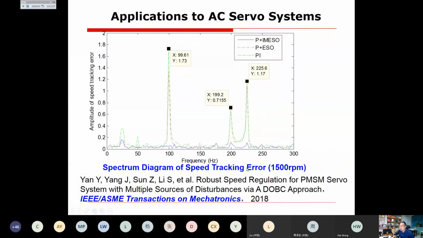If we take a spectrum diagram of the speed tracking error, you see for the 1500 RPM reference speed case, they always have 100 Hertz, 200 Hertz, 220 Hertz periodic disturbance. The PID and the P plus ESO cannot handle it. So you can see they're still there. But for the P plus IMESO, you can see they are removed from the spectrum. So we can always have a better performance if we can compensate the existing disturbance. We have more enhanced improvement, right? So in this case, you can see the fluctuation is just plus minus 3 RPM. It's very small for the 1000 and 500 RPM.